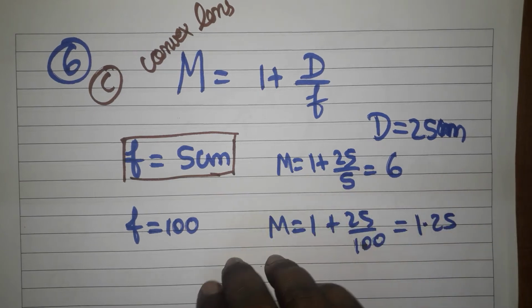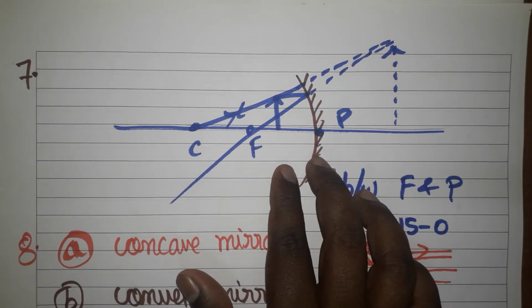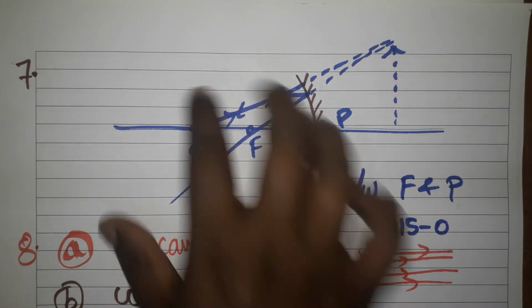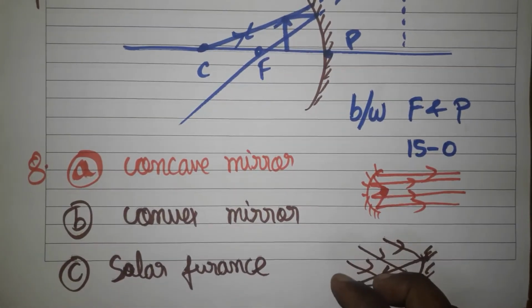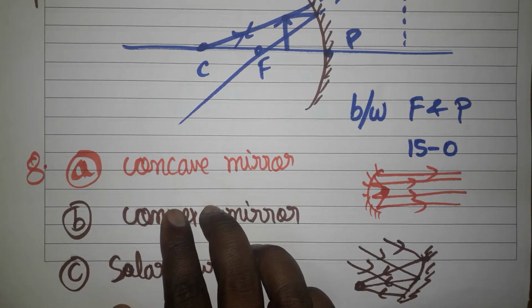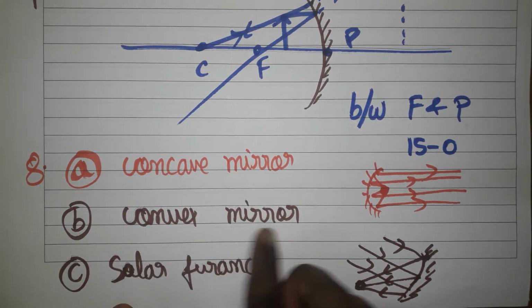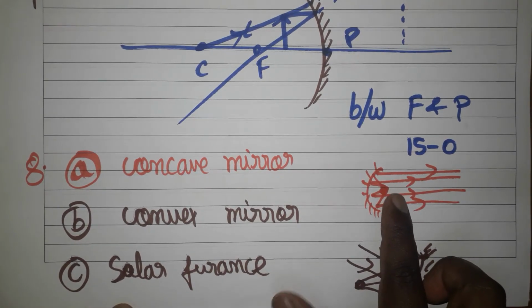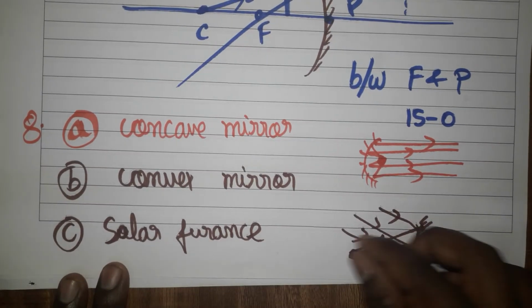Then I'm going with the next question. Question number 7, where should we place the object for a concave mirror to get an upright, virtual, erect, magnified image? In between F and P. This is the exact ray diagram for question number 7. Then they asked which lens or mirror can be used. Car headlight, concave. Side mirror, convex, because the field of view will be more. For a headlight, rays travel to infinity when the object is placed at F. Solar furnace is going to be concave, because all the rays will be converged at one point.